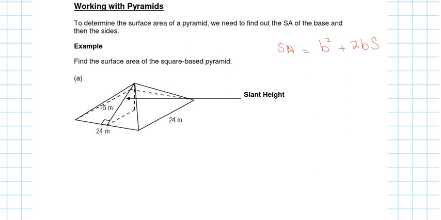So if I'm looking at this, this is my base, and this here is my slanted height. If I want to find the surface area of the square-based pyramid here, it's going to be b squared plus 2bs, which is going to be 24 squared plus 2 times 24 times 16. Again, the first thing you need to look at is to make sure that all your units are the same.